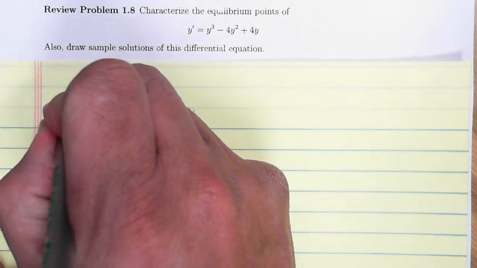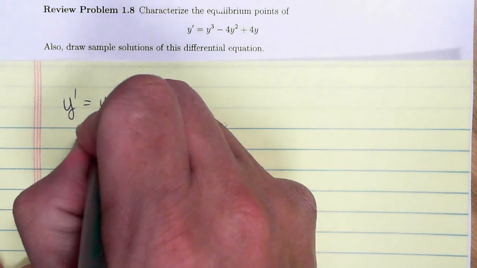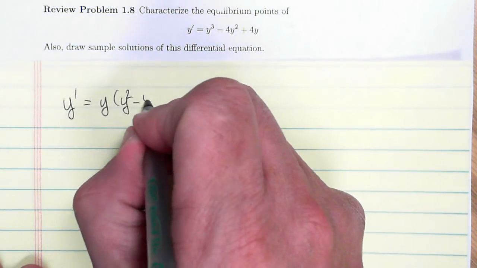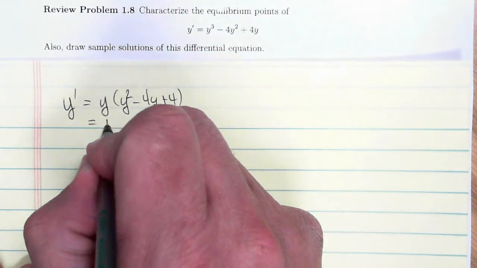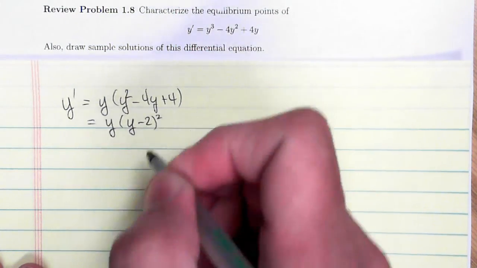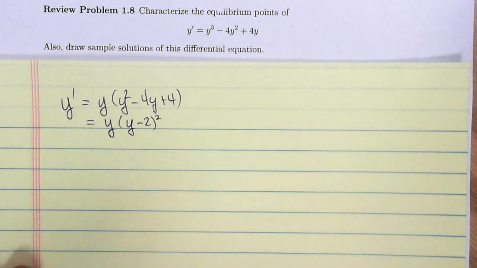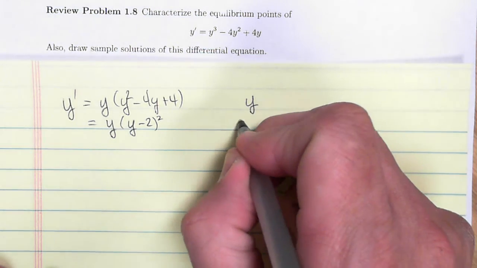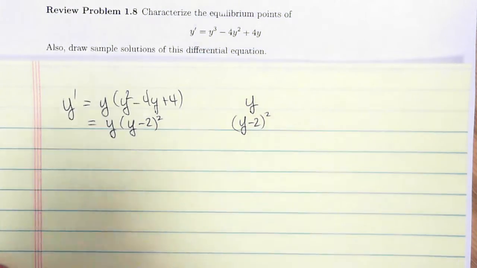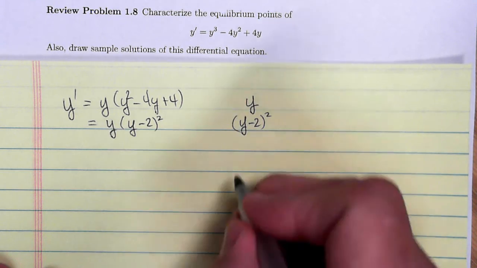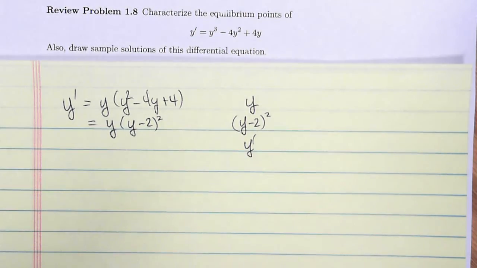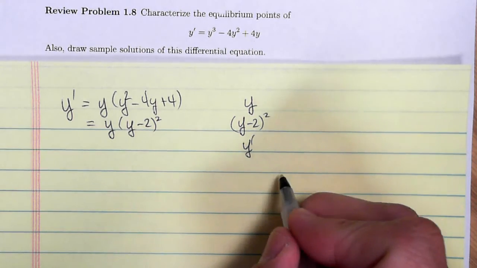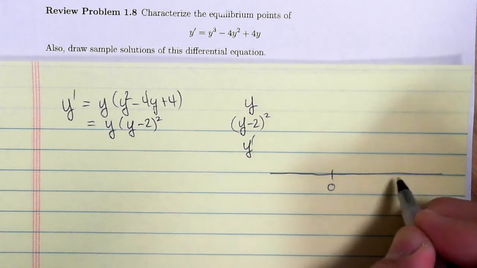So let's write this as y prime is equal to y times y squared minus 4y plus 4. And that further factors as y minus 2 quantity squared. Okay, now there's a couple of ways of getting at the equilibrium points. The first is using a sign chart. So here are the constituent parts of the right-hand side, y and y minus 2 squared. And when I multiply those together, I get the derivative y prime. Clearly, the equilibrium points are going to be 0 and 2.